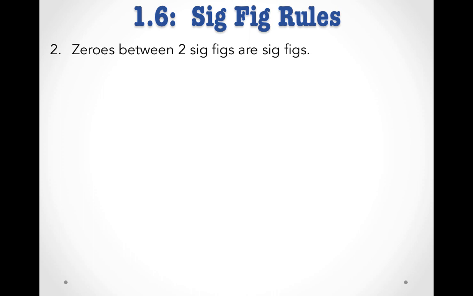Zeros are significant when they are between 2 sig figs. In other words, say we take a measurement of 103,200.4 milliliters. These zeros here are between 2 other sig figs. Therefore, all of those zeros are significant, giving this measurement 7 sig figs. 1, 2, 3, 4, 5, 6, 7.